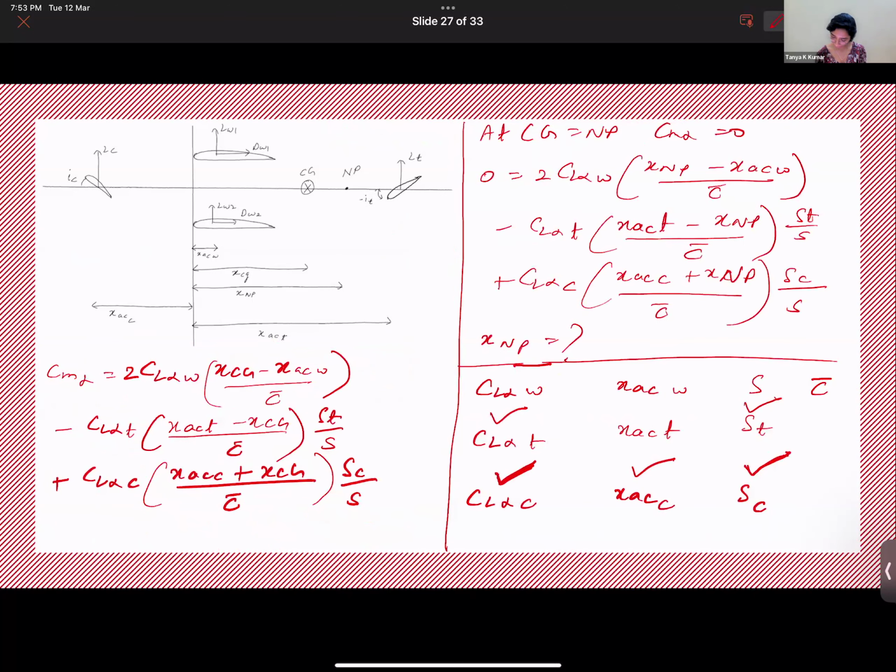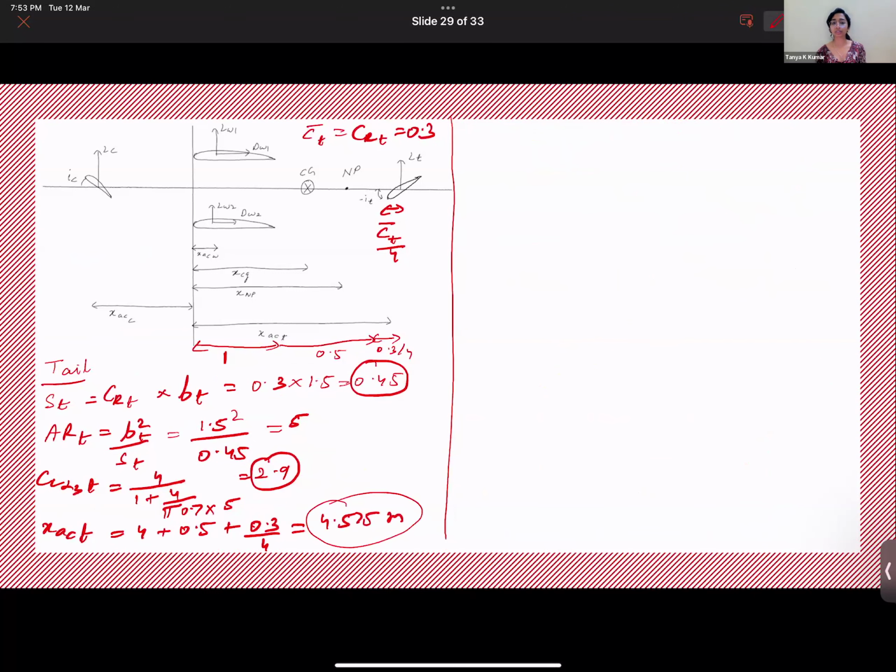You've gotten XAC tail. Now let's look at the wing. Now that we have done it for the canard and the tail, will you be able to do it for the wing? We have to find out S of the wing. Then CL alpha of the wing, and for that you need the aspect ratio of the wing. Then XAC wing. Will you be able to find these terms for the wing given the values in the question? Then we'll discuss this next week, and then find the final neutral point value.